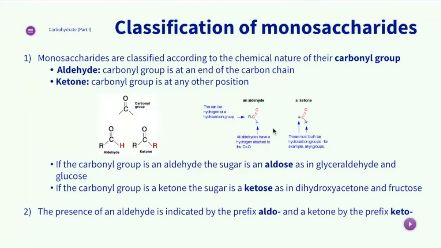Okay. If the carbonyl group has the aldehyde functional group, it is known as an aldose sugar. Examples of aldose sugars are glyceraldehyde and glucose. If the carbonyl group has the ketone functional group, it is in the class of ketose sugar, for example dihydroxyacetone and also fructose. Those are examples of ketose sugars. You can recognize them based on the prefix aldo, and for ketone, the prefix keto. So let's see the example.